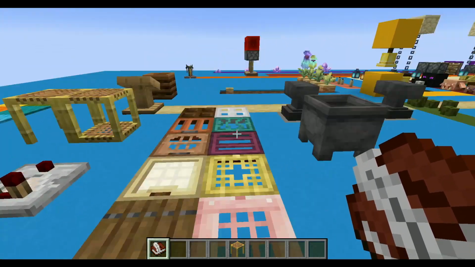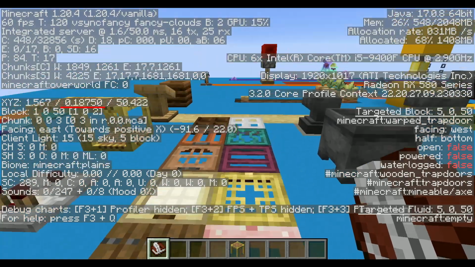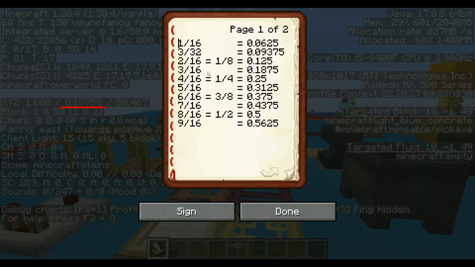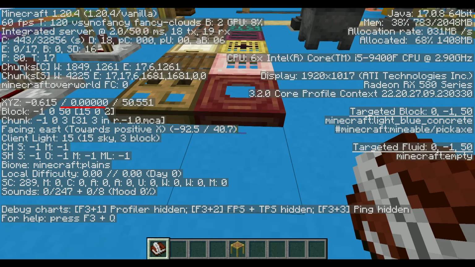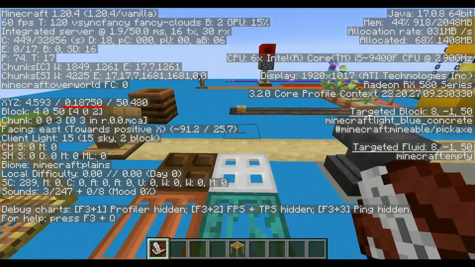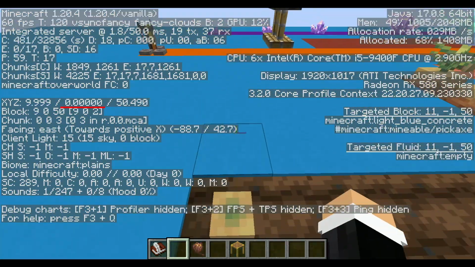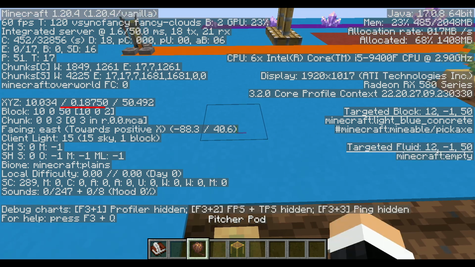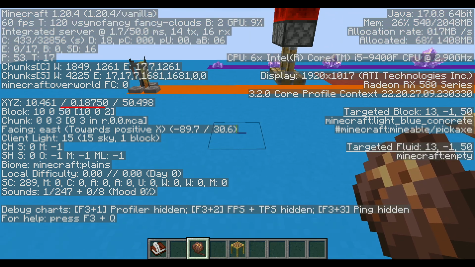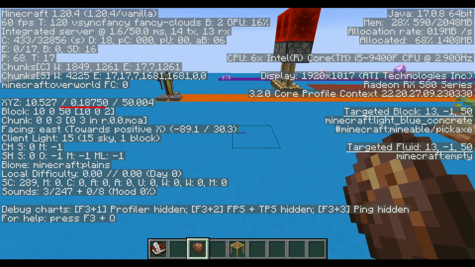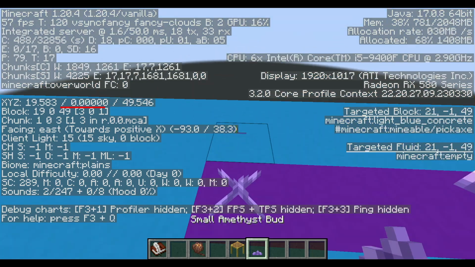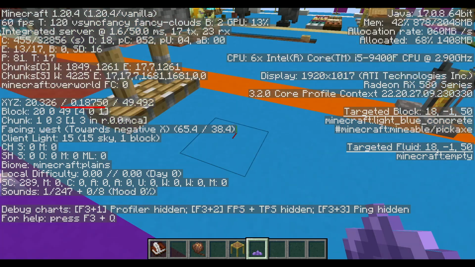Let's go on to the next row. So if I stand on this row, we're looking at 0.1875, and that is just the next one up, right? Our 3 pixels. Okay, so these are 3 pixels tall, and you can count, you'll see that. Also, these pitcher pods, when they're in their immature state, are also going to be 0.1875 or 3 pixels tall. And lastly, the small amethyst bud will also be these 3 pixels tall.